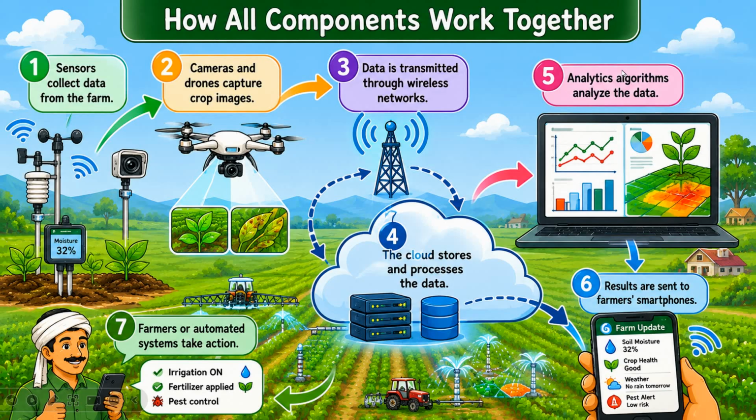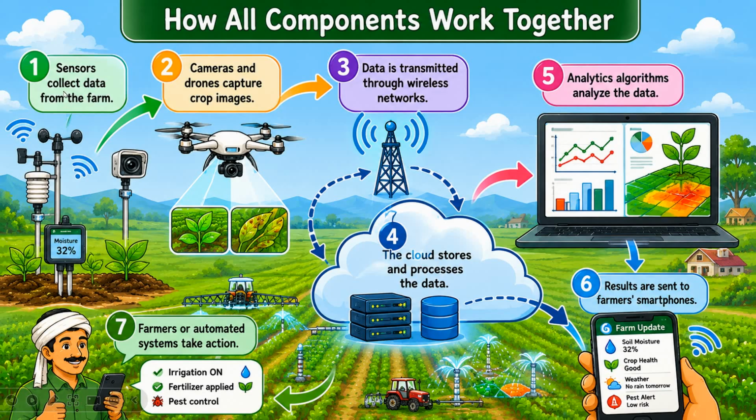Now, how do all these components work together? So here, you can see, it shows a complete flow of information from the farm to the farmer. That is, from the farm to the farmer.